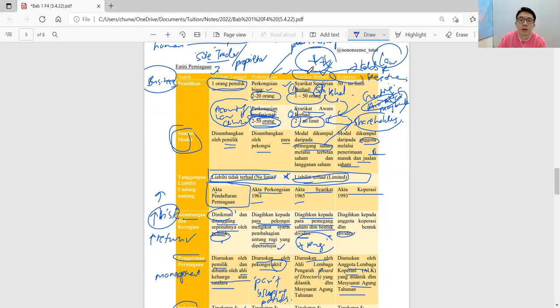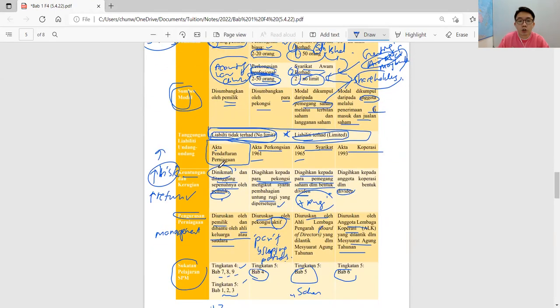Then you'll be wondering, okay, if syarikat berhad, can one person, you see that limit can start from one, and then milikan tunggal also one. Then kenapa kita don't go here? Or why not everyone come to milikan tunggal instead of syarikat berhad? You'll be wondering. So the one key thing is this one. Liability tidak terhad. So what is liability tidak terhad? Meaning your liability is unlimited.